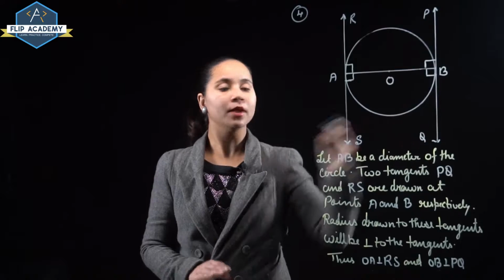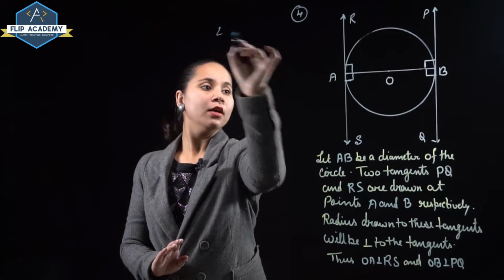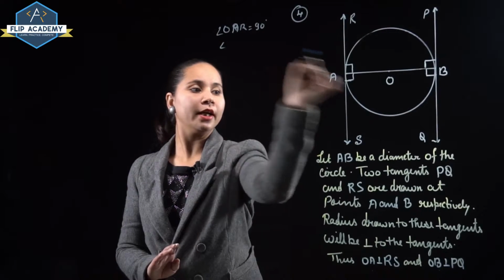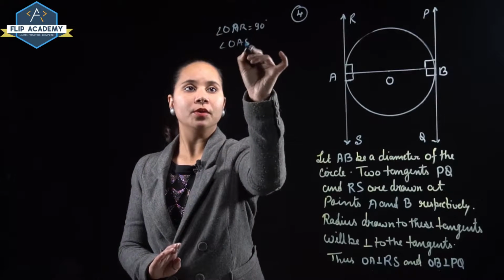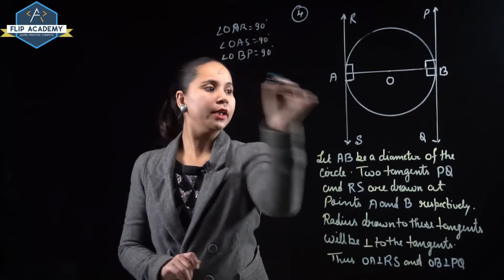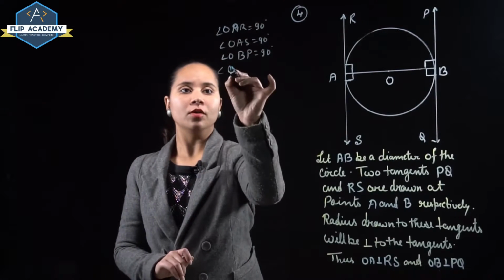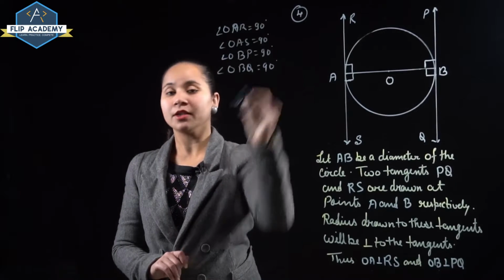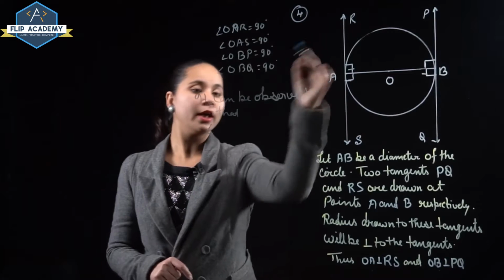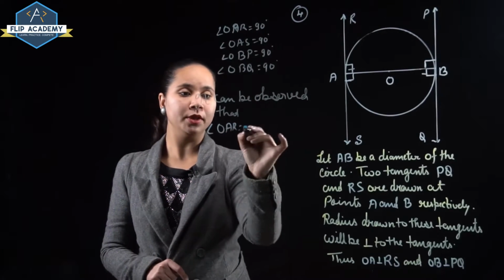Similarly OB perpendicular PQ. Now angle OAR is equal to 90 degrees. Similarly angle OAS is equal to 90 degrees and angle OBP is equal to 90 degrees. Similarly angle OBQ is also 90 degrees. इन सभी एंगल्स की वैल्यू कितनी आ गई? 90 डिग्री आ गई.